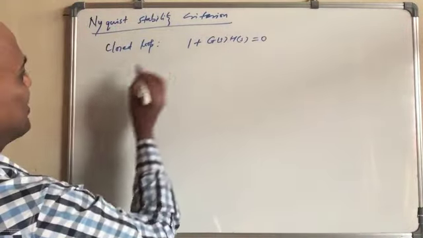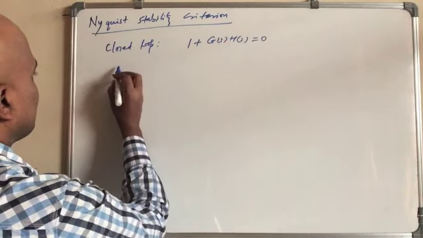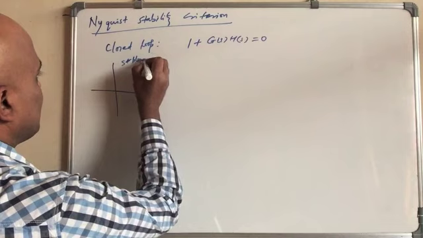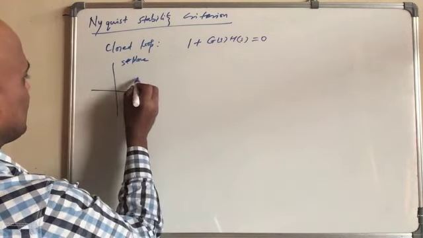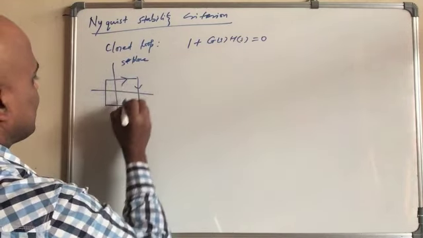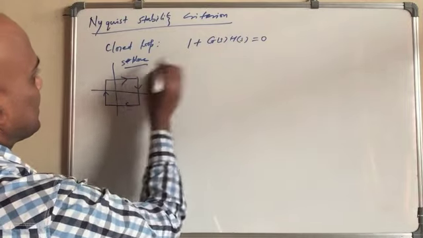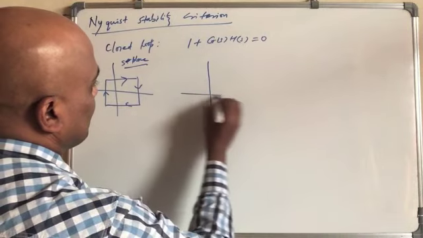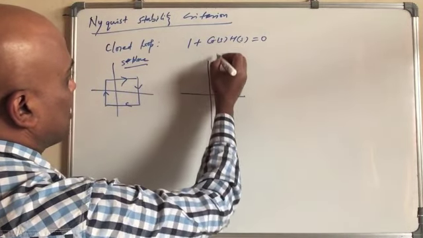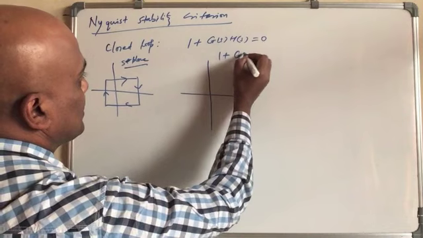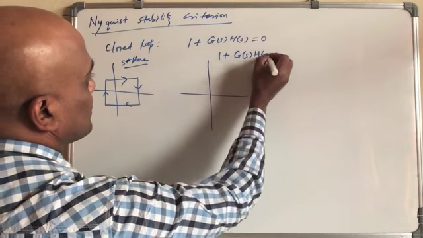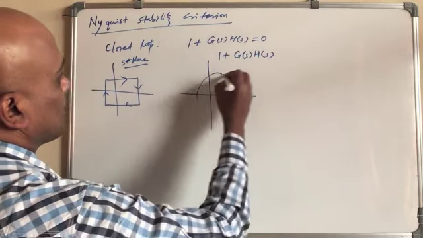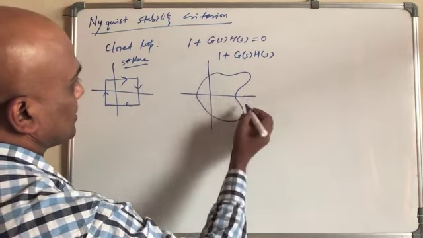So let us see the mapping. Let's say there is an S plane, and we are going clockwise like this. Then there will be a corresponding 1 plus G(s) plane, or rather, the 1 plus G(s) times H(s) plane. Let us say this plane looks like this.